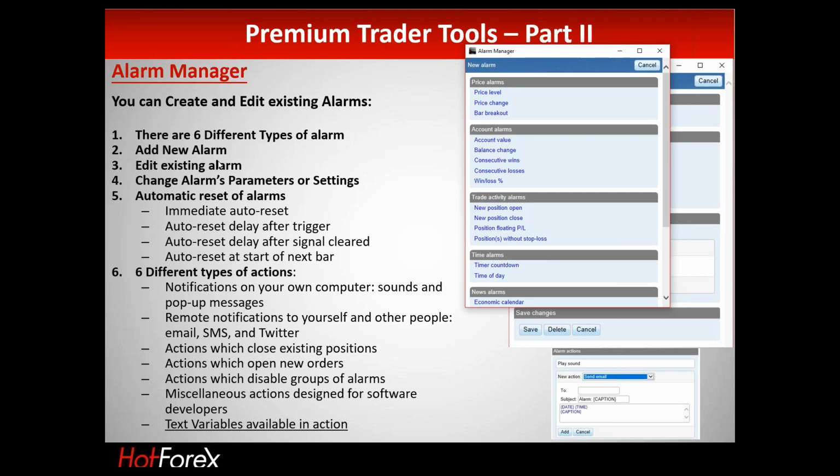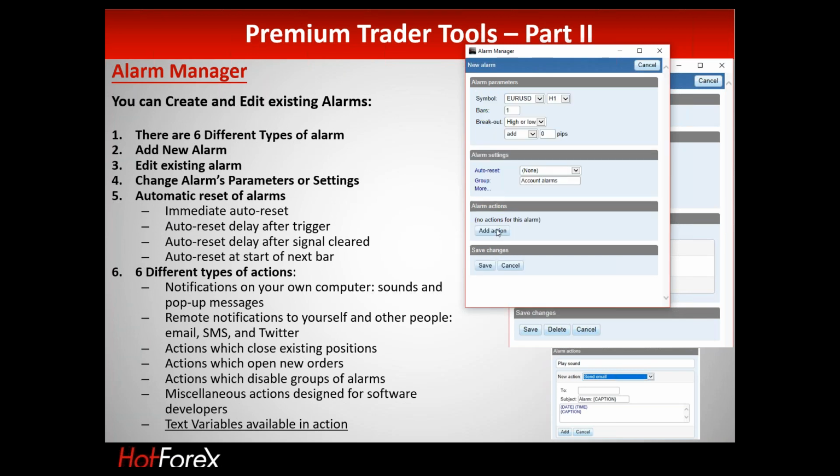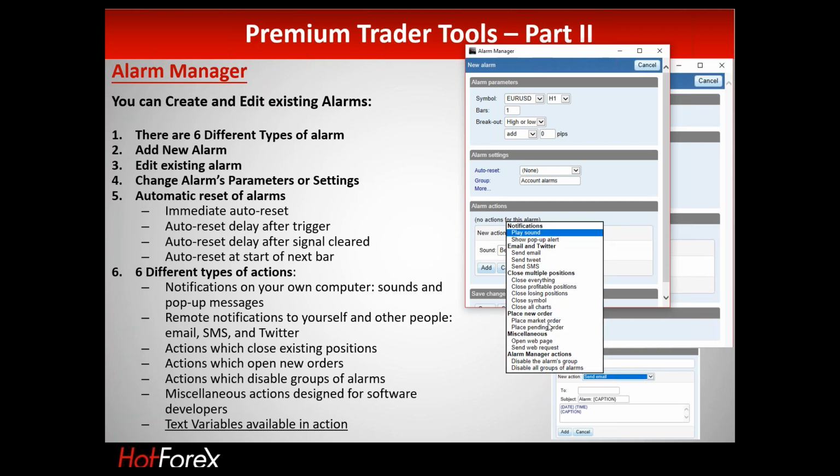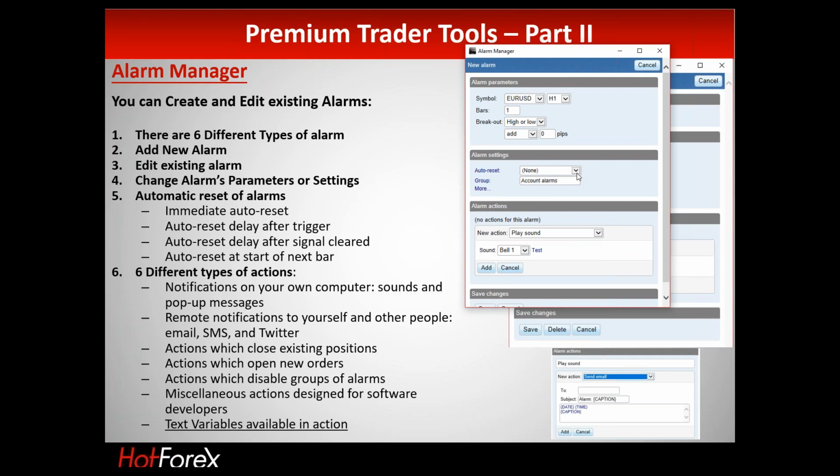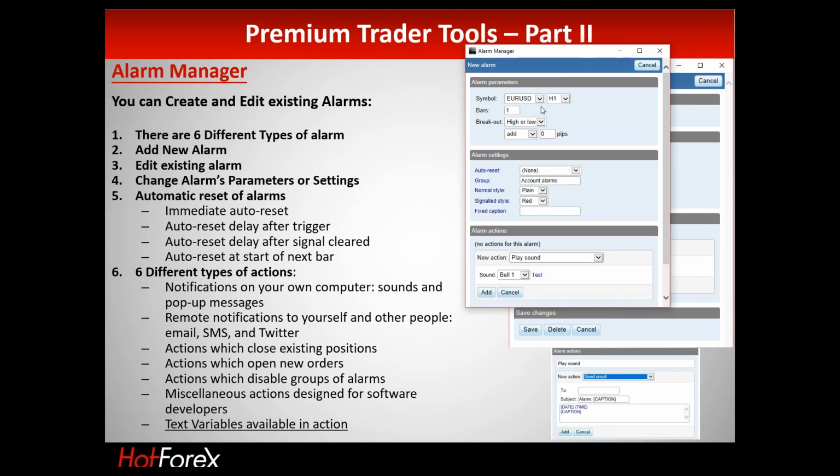You can add a new alarm, you can edit existing ones, you can change the alarm's parameters or settings. I have already shown that. You can reset your alarm: immediate, auto reset, delayed after triggered, after signal is clear, or reset at start of next bar. So if you have, let's say, a bar breakout, you can choose the action. Let's say I have fractals, and if the high fractal is broken, I want to go long. So you can do whatever you want.